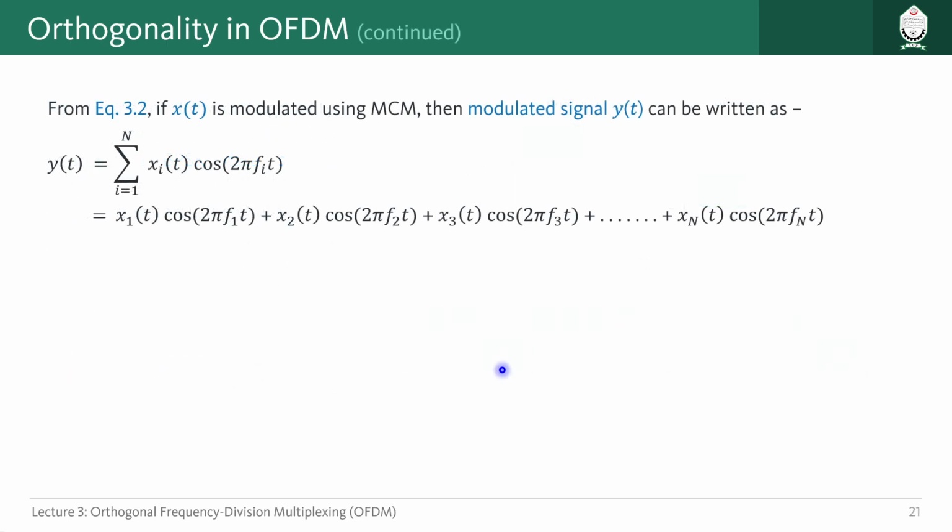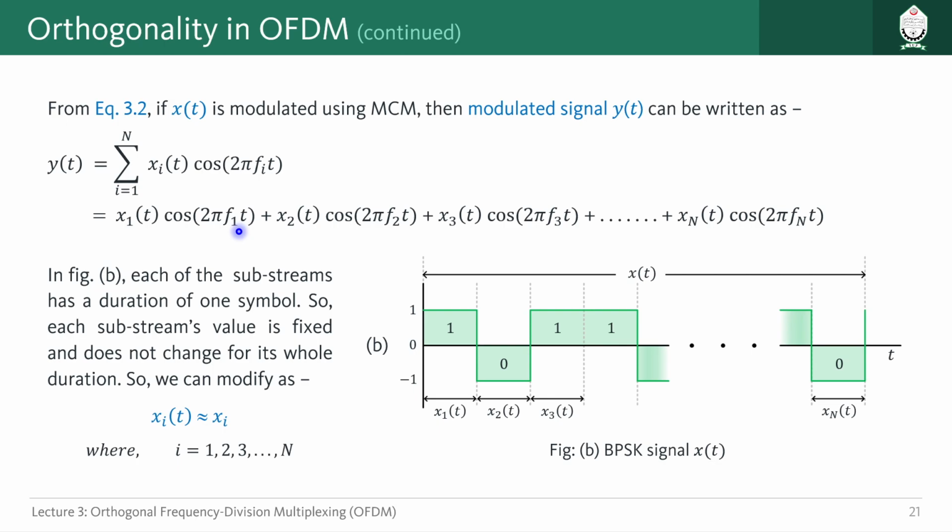Now from our previous derivation, we can say that after multi-carrier modulation, our modulated signal y of t can be written like this, the summation of all the modulated signals. So this is further expanded like this. Here you see each of them is basically a multiplication of our substream with our subcarrier, right? Now we want to simplify something here. As we have assumed that our x of t has n symbols and each of the substreams has only one symbol, for this one, for example, if I say x1 of t, for the whole duration of x1 of t, the value is constant. It is not changing with respect to time.